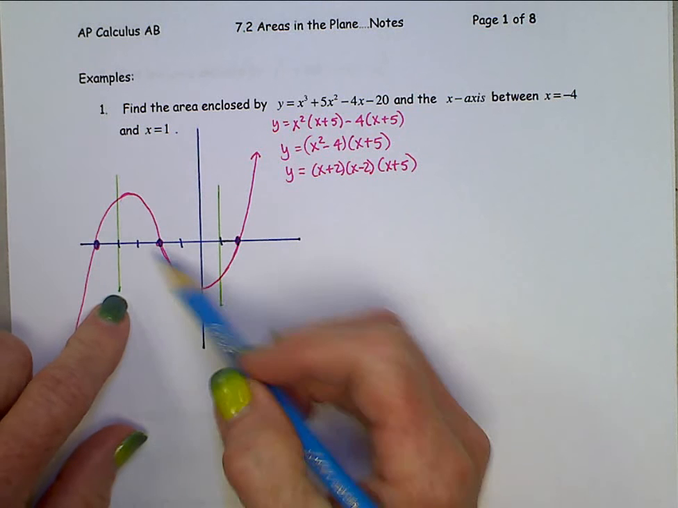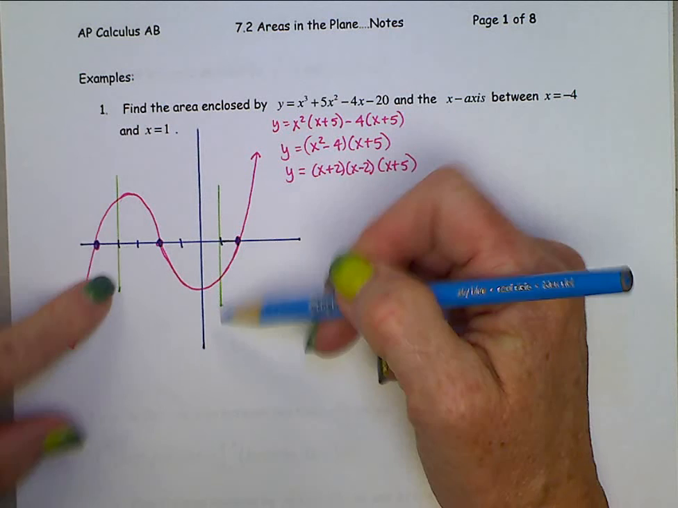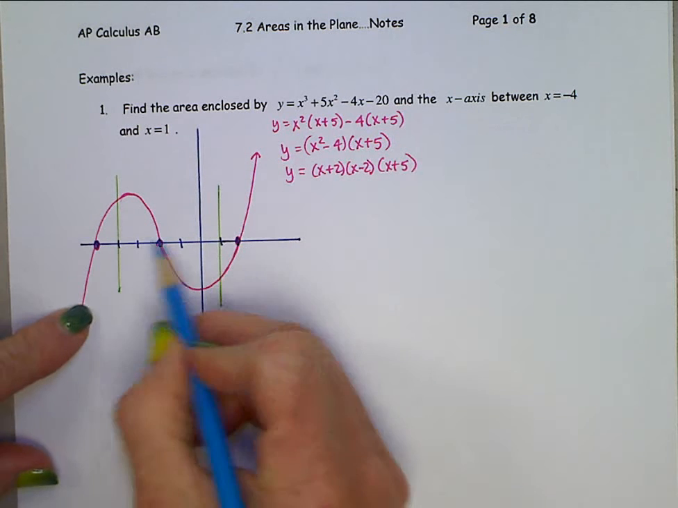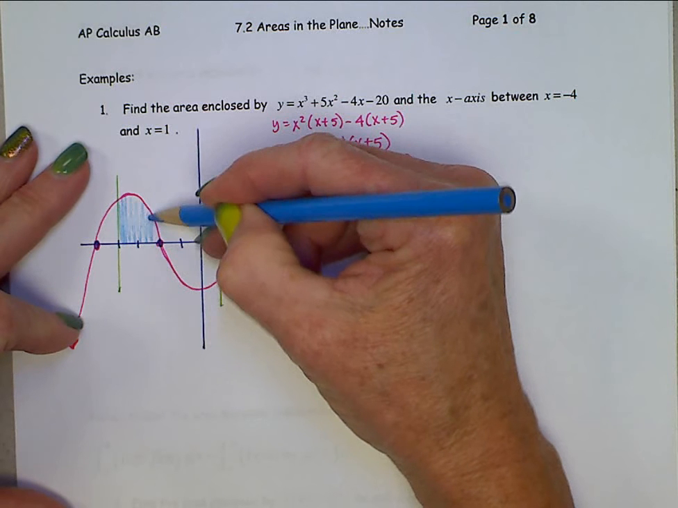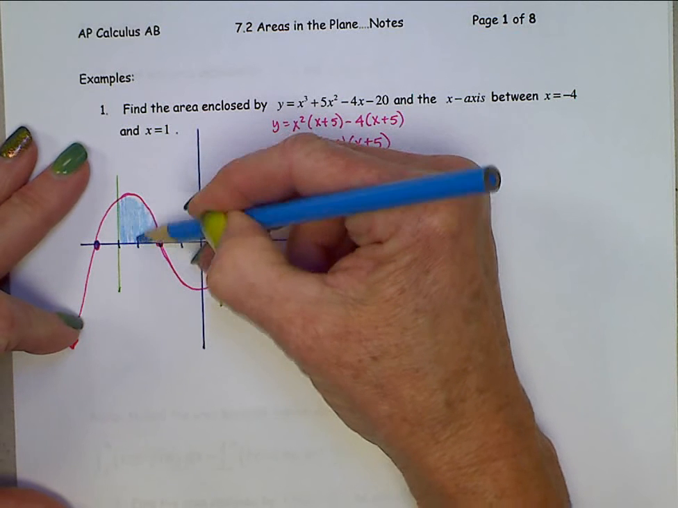So the region that is contained by this pink curve, these two green vertical lines, and the x-axis would be this region right here, this piece, and this piece.